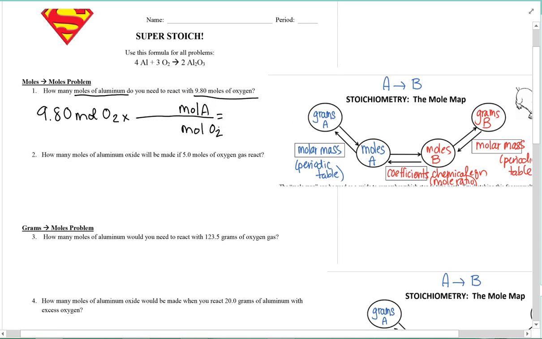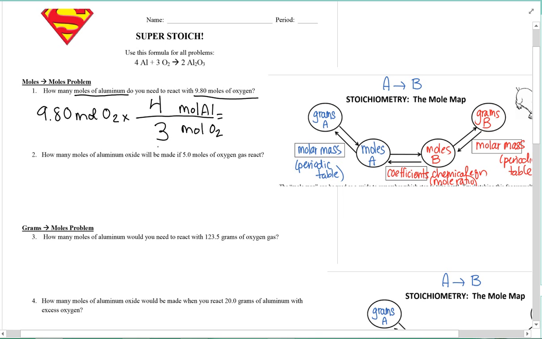And if you look over here at my mole map, I'm right here. I'm going from moles A to moles B. So it's a mole to mole step. And the way that I convert from moles of one thing to moles of something else is to use the coefficients from my balanced chemical equation. So if I look up here in my chemical equation, I can see that for every 4 aluminums, whoops, I forgot my L there. For every 4 aluminums, I need 3 oxygens. So it's a 4:3 ratio.